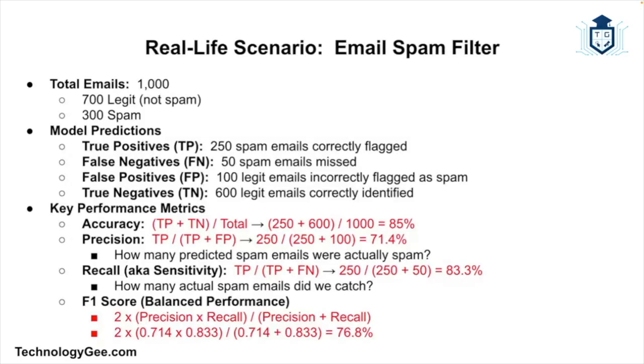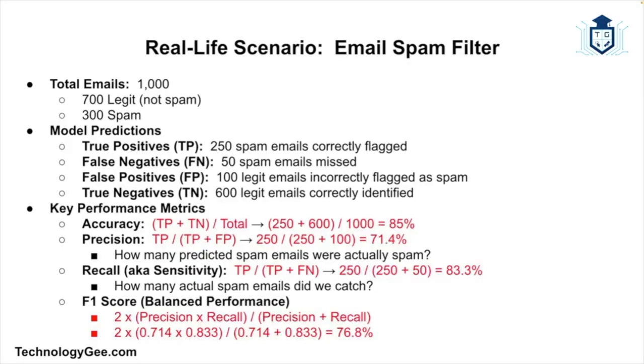All right, so let's go over a real life scenario, and we're going to go back to our email spam filter example. So let's say you run a model on 1,000 emails, and out of the 1,000 emails, you have 700 legit emails that are not spam, and then you have 300 spam emails. And when it comes to your model predictions, your model predicted 250 spam emails that were correctly flagged. That'll be a true positive. It also missed 50 spam emails. That will be a false negative. It also predicted 100 legit emails that were incorrectly flagged as spam. That'll be a false positive. And then you have 600 legit emails that were correctly identified.